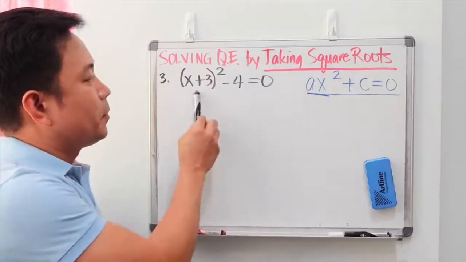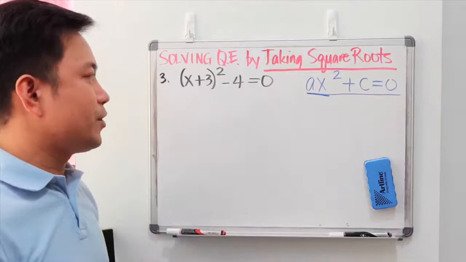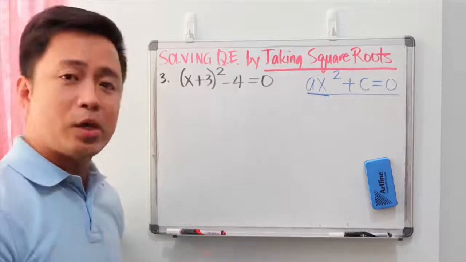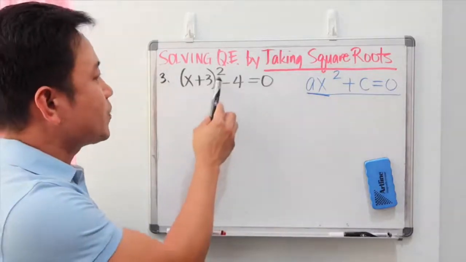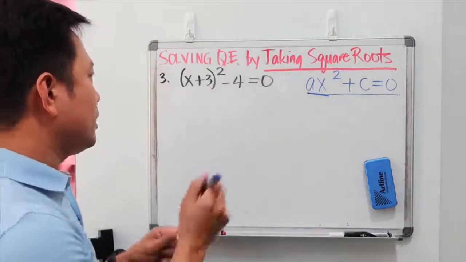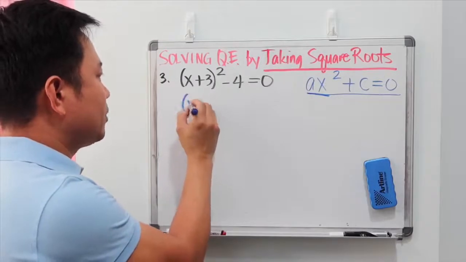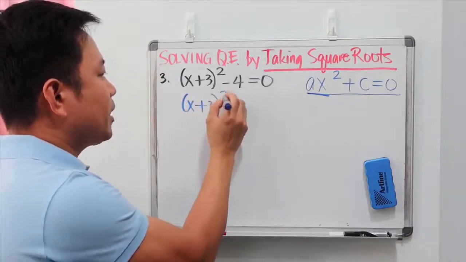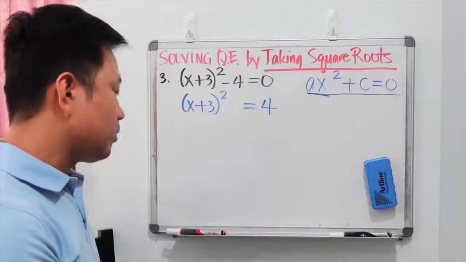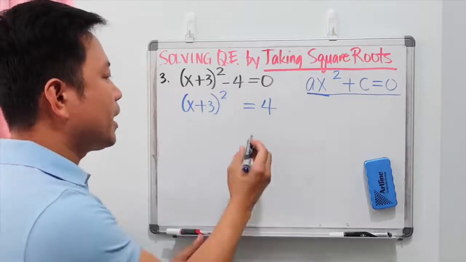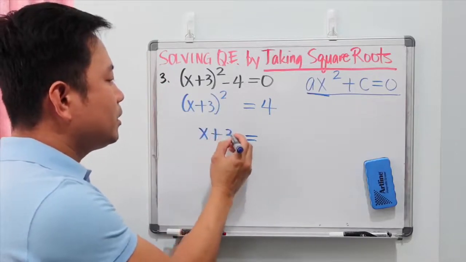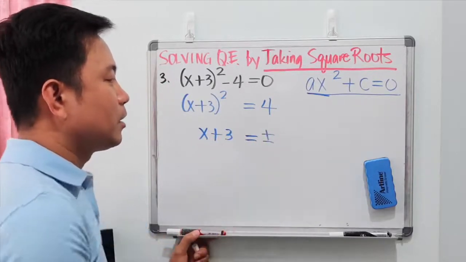Now let's take a look at example number 3. Number 3 looks different compared to the format ax squared plus c equals 0. So you might think that we need to expand (x plus 3) squared, but we will not expand that binomial. What we need to do is transfer negative 4 to the right side, or add 4 to both sides, and that becomes (x plus 3) squared is equal to positive 4. And the same thing, we just need to get the square root of both sides. So when we get the square root of both sides, we now have x plus 3 is equal to plus or minus root 4.